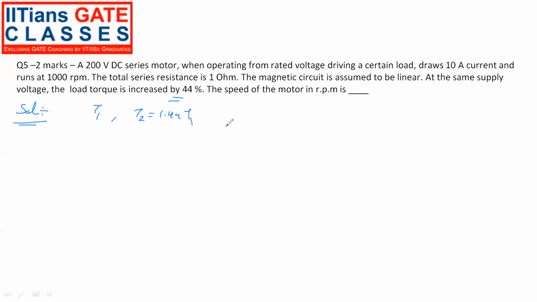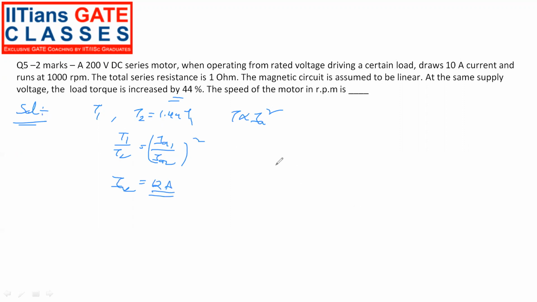We know that in a DC series machine, torque is proportional to armature current squared, right? So T1 by T2 equals (Ia1 by Ia2) whole squared. They have given us the initial armature current as 10 amps. If you solve this expression, we'll get Ia2 equal to 12 amps.